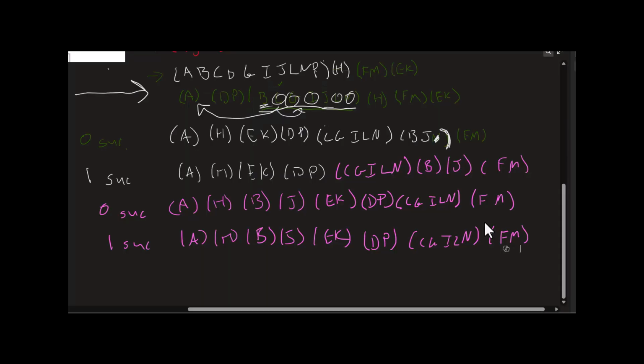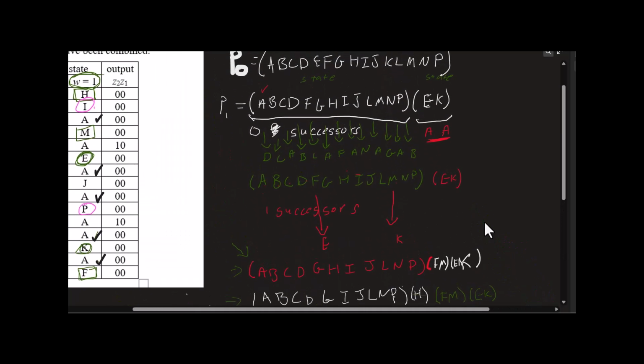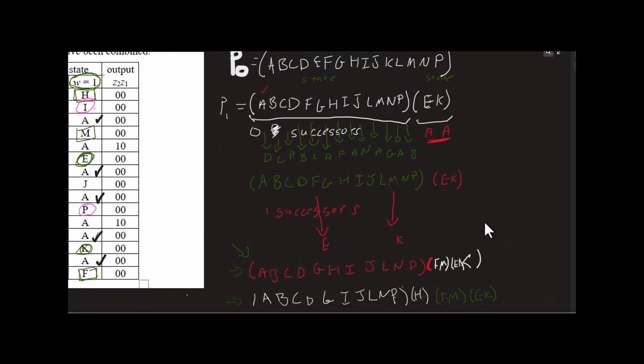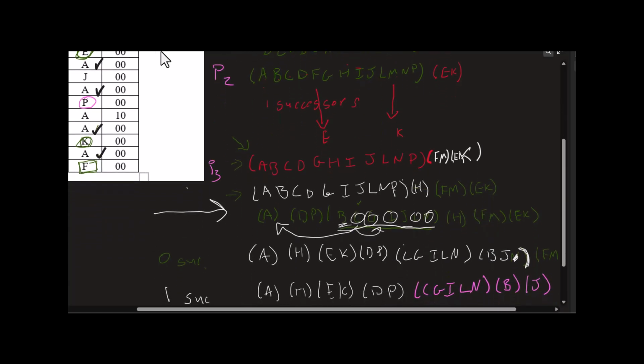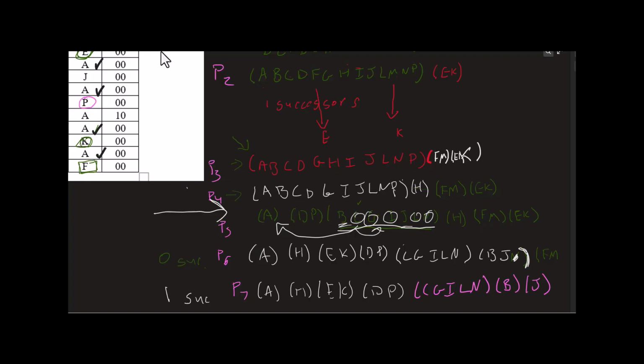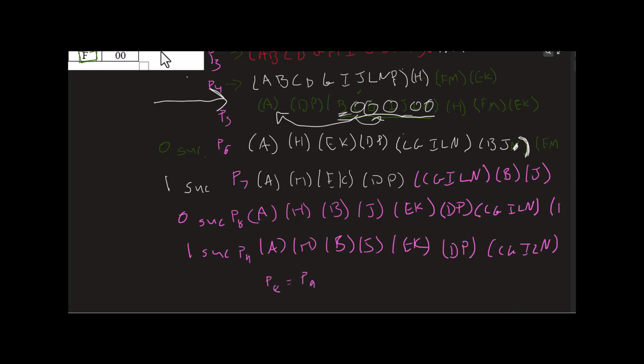Got it. Okay, now, I called this P0 and P1, and then I forgot to continue numbering them. P2, P3, P4, P5, P6, P7, P8, P9, P8 equals P9. We're done. Okay, so that is how you do a state minimization.